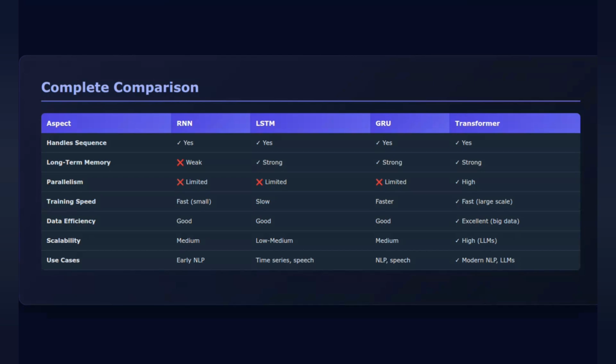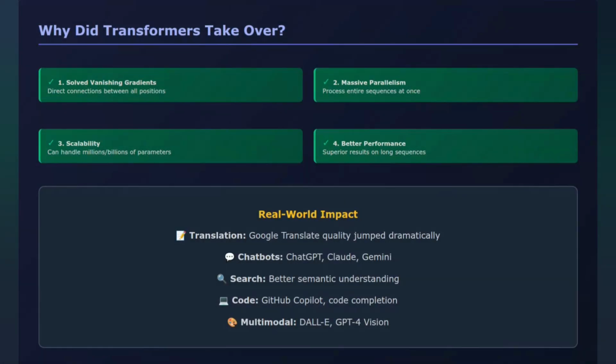Training speed reflects this. LSTMs are slow because of their complexity and sequential nature. Transformers are fast when you have lots of data and powerful GPUs. And scalability. This is why we have billion-parameter models today. Transformers scale beautifully. You can't build GPT-4 with LSTMs. The architecture just doesn't allow it. Use cases tell the story. RNNs for early experiments, LSTMs and GRUs are still used in specialized domains like time series or speech, but transformers dominate modern NLP entirely.